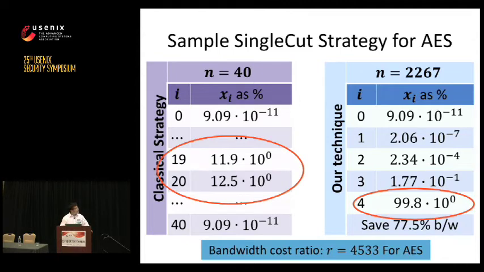You can see in the classical strategy, they have changed the number of evaluating circuits. But in our strategy, the number of evaluating circuits is almost fixed, but we have a much larger total number of circuits. We have more than 2,000, but the classical strategy only has 40.